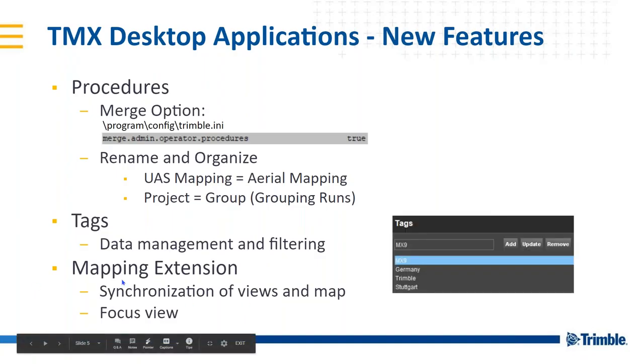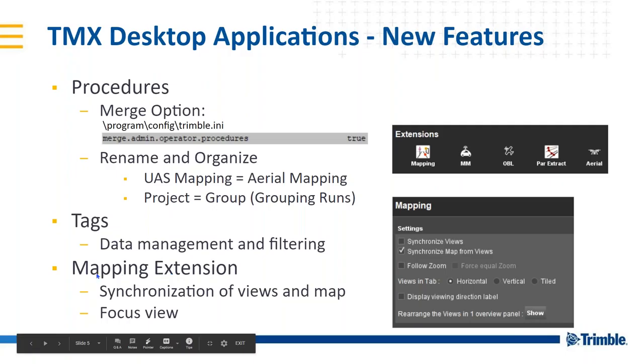Additionally, we now have tags. The tags are basically for data management and filtering, and you can tag any mobile mapping run with the word of your choice, and you can have a couple of runs tagged with the same tag or label, if you would call it. Then you can simply search or filter the runs with this tag.